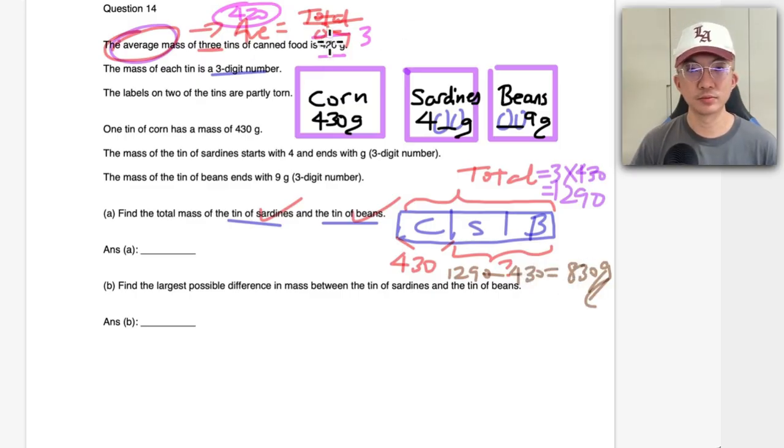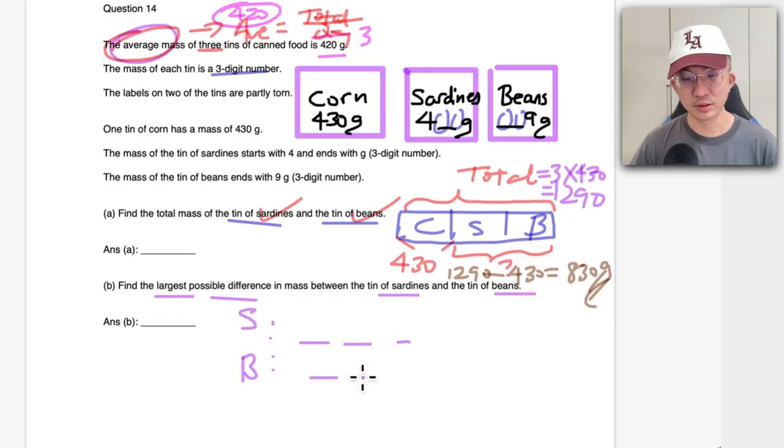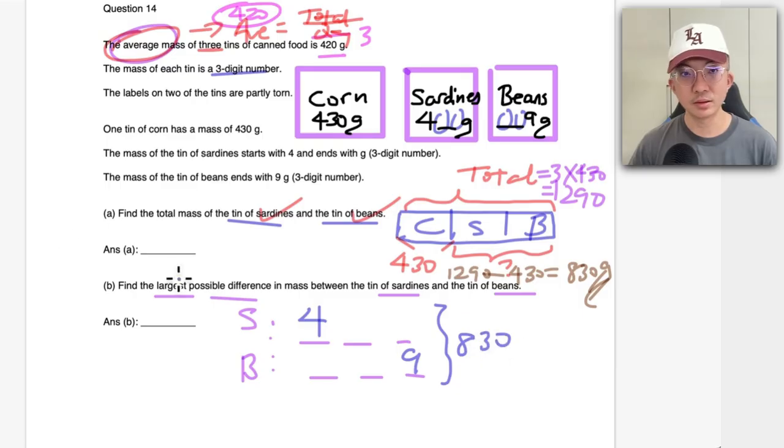This is something that you must know, which is the linking of the keyword, picking out the formula to stand by, and then putting them into models. So model drawing is very important to help you solve fast. Right now, they want the largest possible difference between sardines and the beans. So we have the sardines, we have the beans, and then it's good to list out the 3 digits, and to better cope, you can put in the numbers. The total is 830. And remember, the part A answer can be used for part B. That's also something that you must remember.